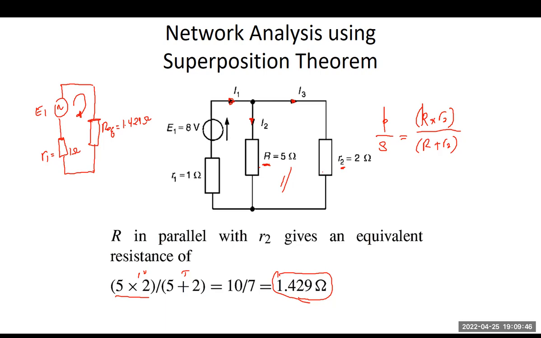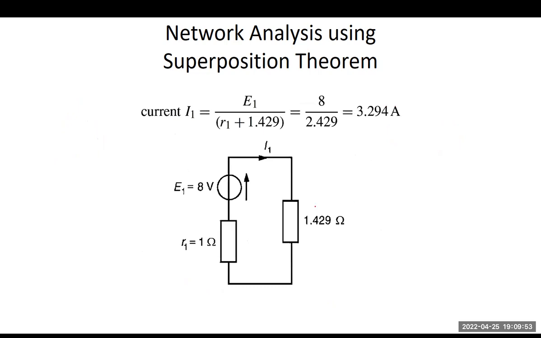Okay, so let's go back. So this will now be the equivalent circuit. So we have here our R1, which is equal to 1 ohm, and we have 1.429 as our R equivalent. So we could now determine here I1.